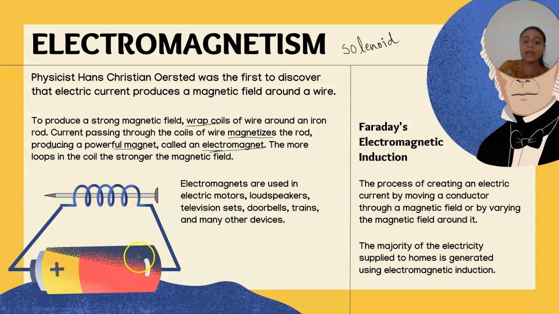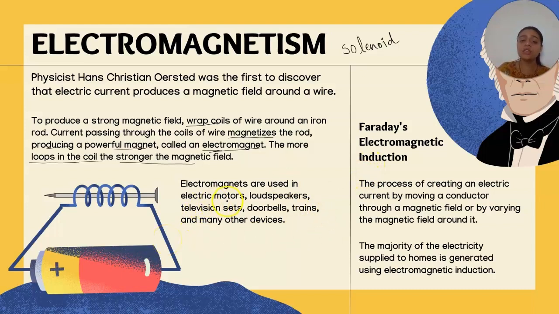As you can see here, this is coiling, and this iron nail is being coiled up. Now when you connect this with the cell or battery, it will act as a magnet which is known as an electromagnet. The more loops in the coil, the stronger the magnetic field. Sometimes the question is asked, how can we make an electromagnet stronger? By increasing the loops of the coil, you can make a stronger electromagnet, because it will increase the magnetic field around it and hence make the magnet stronger.